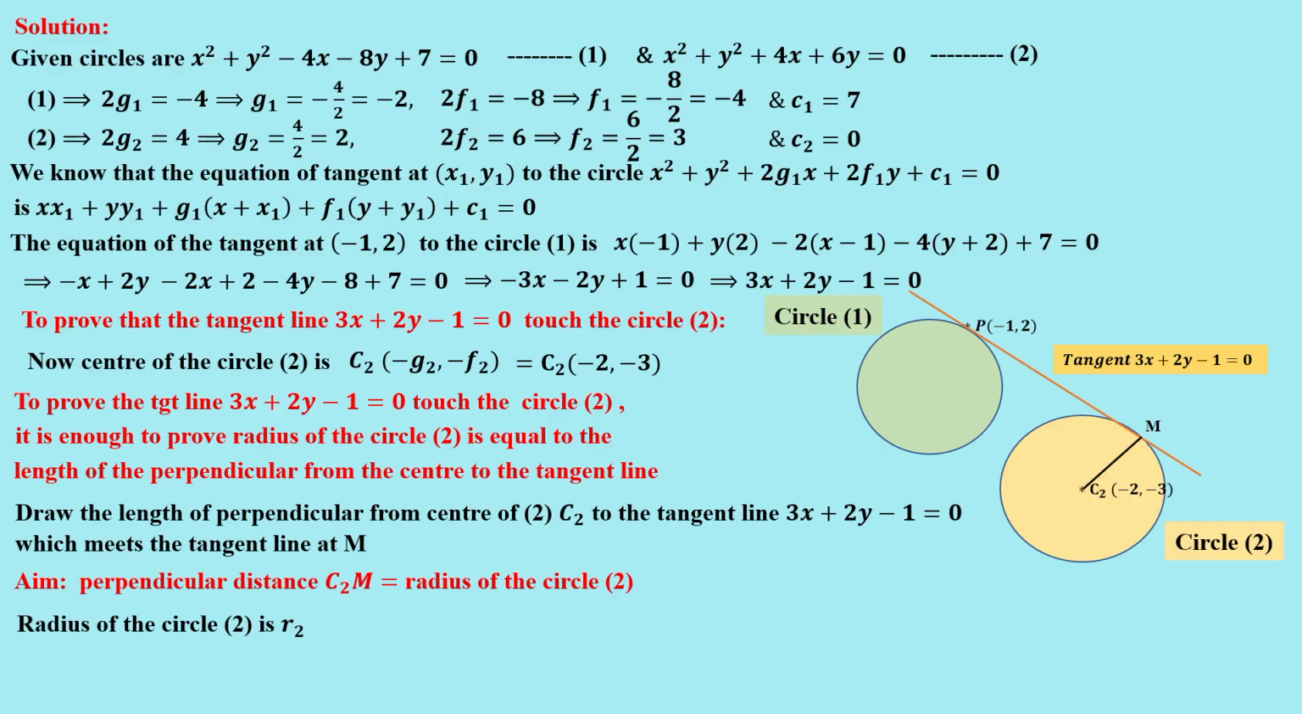So the radius of the circle 2 is R2. By the formula, root of g2 square plus f2 square minus c2, which is equal to root of 2 square plus 3 square, which is equal to root 13. That is equation number 3.